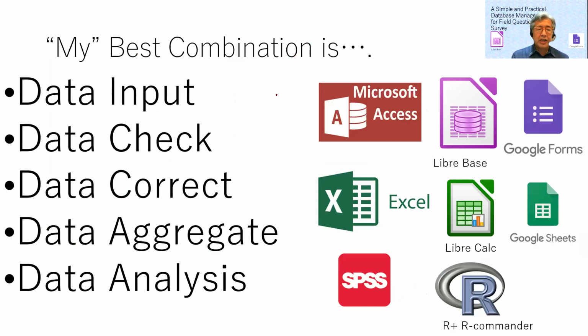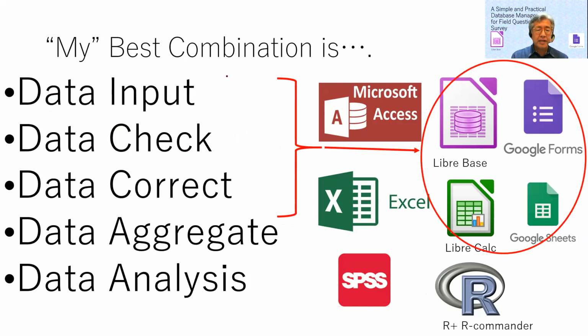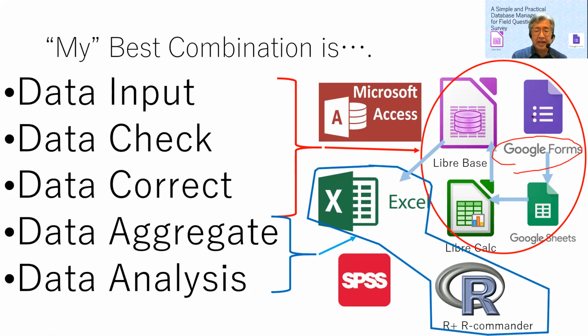So there are actually so many types of applications. For me, the best combination for data input, check, and correction is Google Form and LibreOffice database. I just combine those four applications to get the data input. And for data aggregation and data analysis, I use Excel and also R Commander. This is the best combination for me.